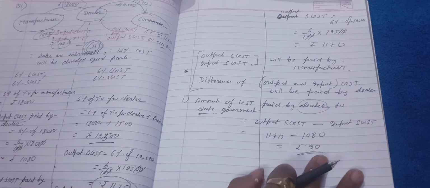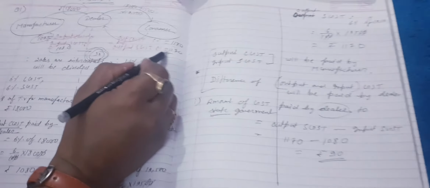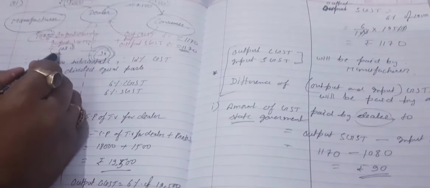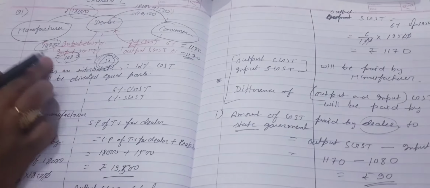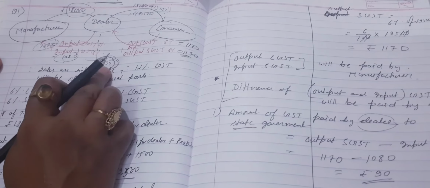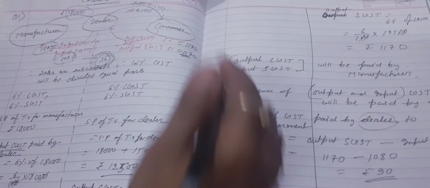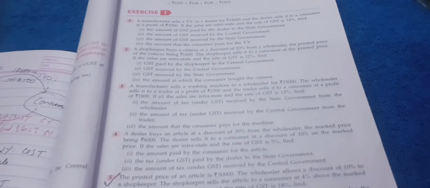Okay, what I have written here, you got that? This SGST minus this SGST. He has taken 1170, 1080 paid by manufacturer. So net tax paid by dealer is only rupees 90. Now see the second question. What is the second question?